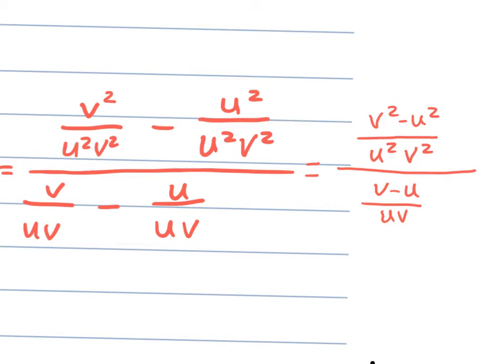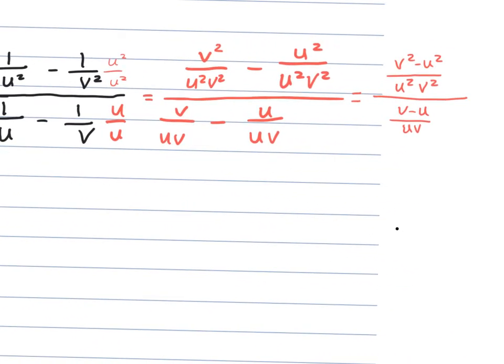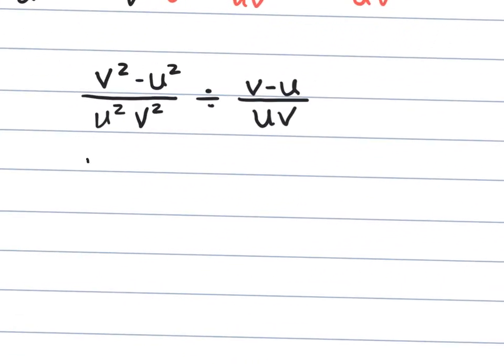It'll take a second so everybody can get that written down, and then I'm going to move to the next line. So we've got v squared minus u squared over u squared v squared divided by v minus u over uv. And what's my plan for that? Keep, change, flip. Keep this the same. Change that division to multiplication and flip this one here.